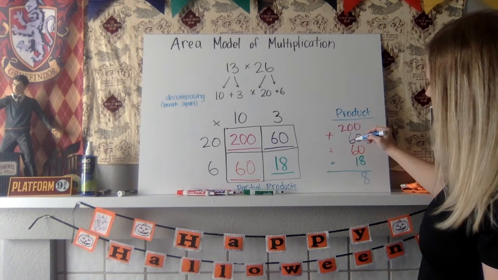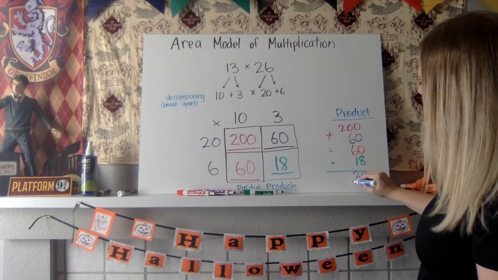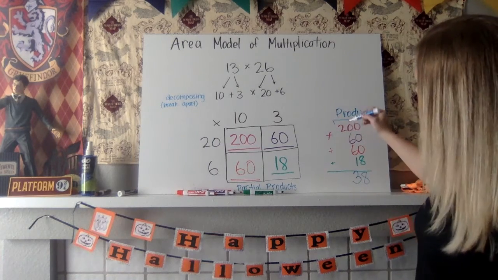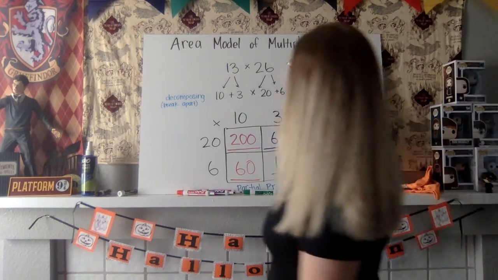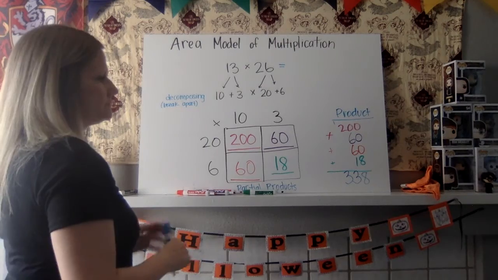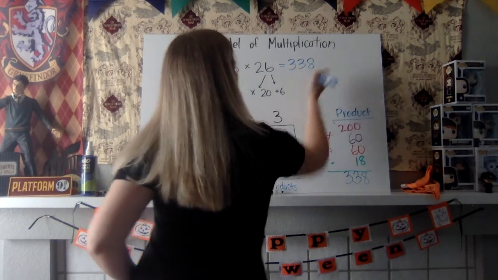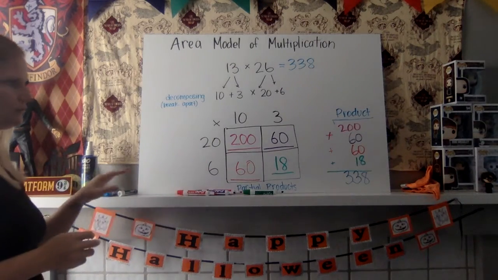0 plus 6 is 6. Plus 6 is 12. Plus 1 is 13. We write our 3 in the ones position and we carry our 10, okay, to the hundreds. 1 plus 2 is 3. So your answer, your total product for 13 times 26 is 338, okay? Now in 5th grade, so that was a 4th grade review.